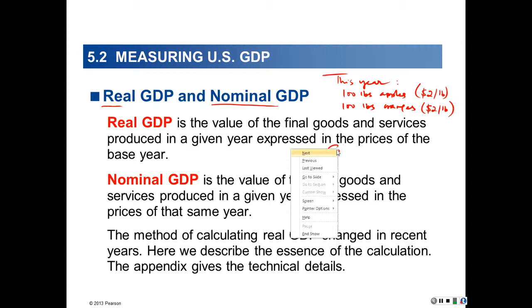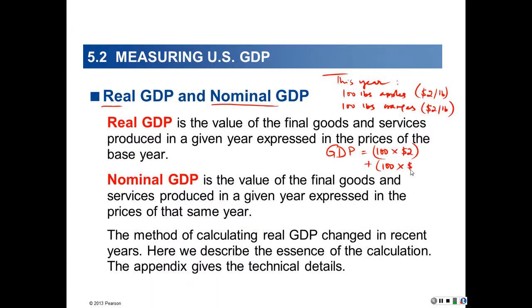So GDP then is equal to 100 pounds of apples times $2 a pound, plus 100 pounds of oranges times $2 a pound, and that gives us $400 GDP. Is that correct?